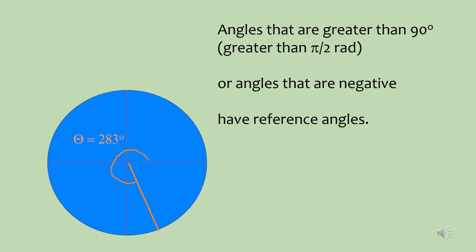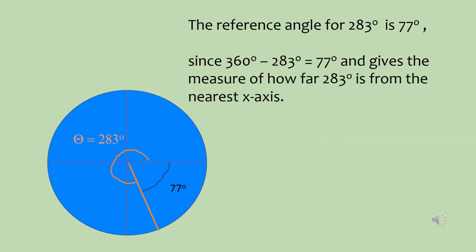Here is another example in which our terminal ray falls in quadrant 4. Here we have 283 degrees. And I can see that there's a gap between that terminal ray and the positive side of the x-axis. The reference angle is going to be the size of that gap. And the reference angle is 77 degrees because a full circle of 360 degrees minus 283 degrees leaves a gap of 77 degrees, and that is how far the terminal ray of 283 degrees is from the nearest x-axis.